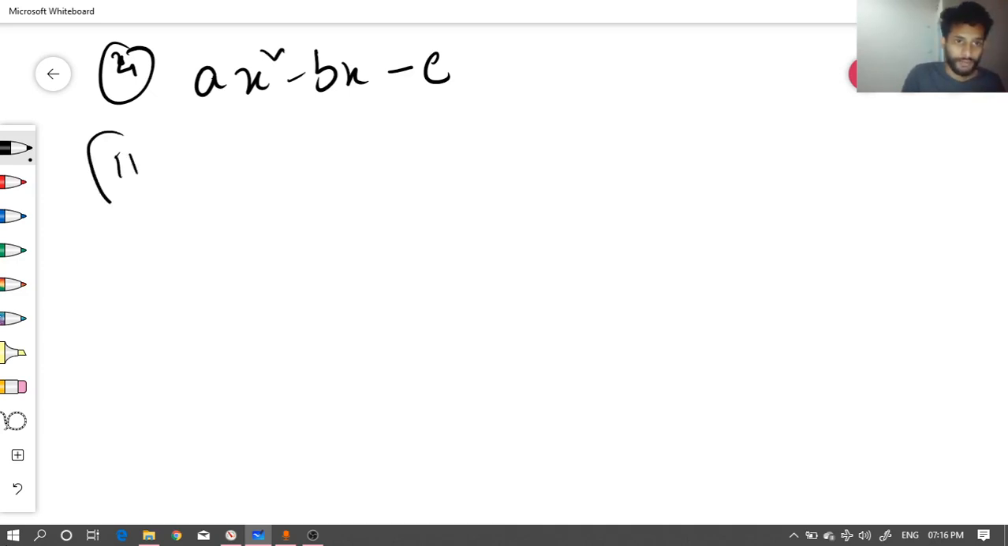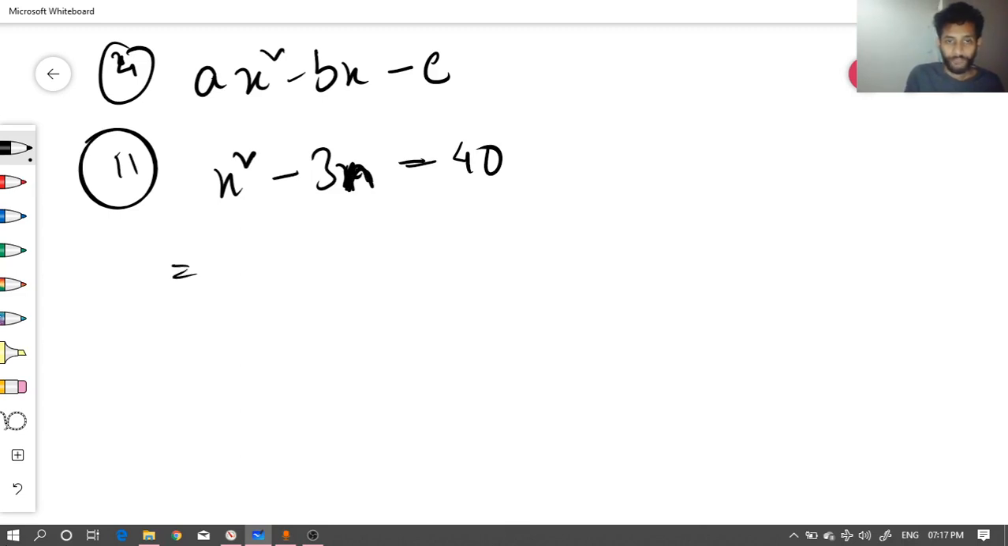Question number 11 is n square minus 3n minus 40. So here if we see, first of all what we will do, this is 1, we will multiply it with 40. 1 into 40, so the result is 40, and we have 3.